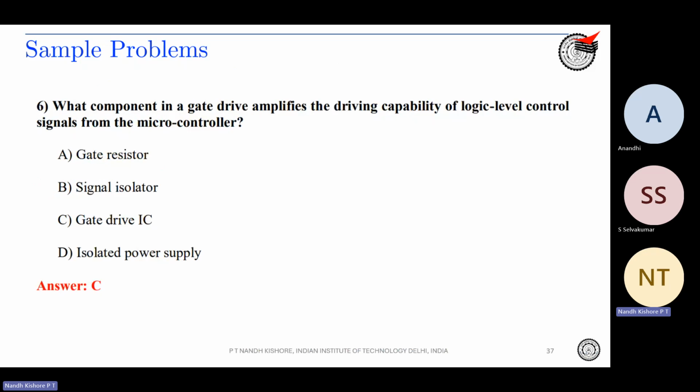What component in a gate drive amplifies the driving capability of logic level control signals, right? So basically it's the gate driver IC, right? Signal isolator, no, it will just isolate, right? Not gate resistor and so on.